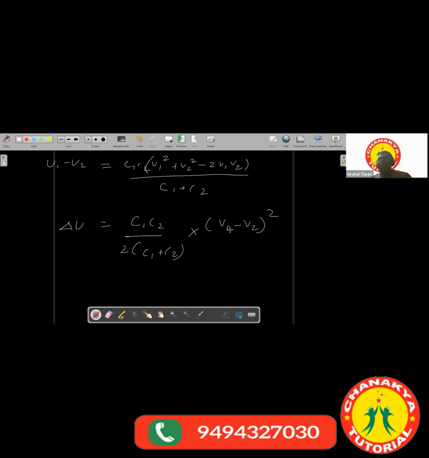V1, the initial potential, was 100. V2, the potential of the second one, was 0. We know C1 and C2 are equal to each other. So you could have found it like this also: 1 by 2, C squared over 2C, multiplied with 100 minus 0. So this 1C cancels, and you will get your answer C by 4 multiplied by 100 square. 100 square is 10 to the power 4. So this is your loss of energy.